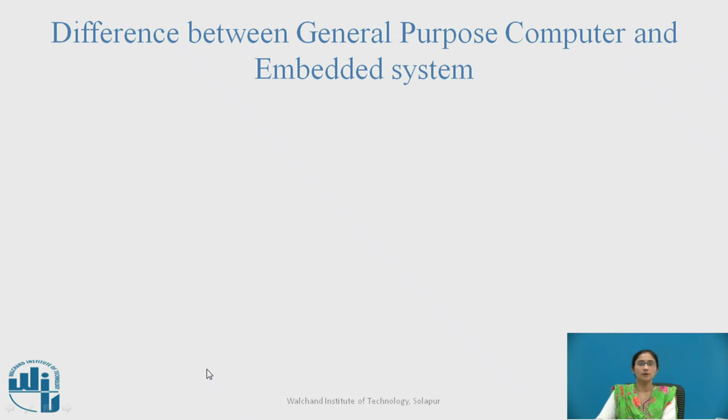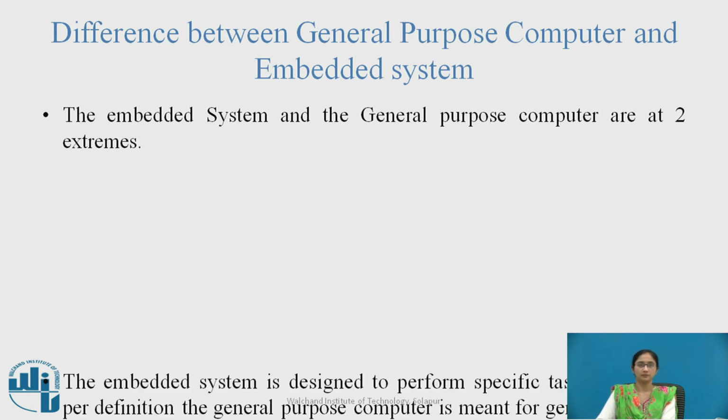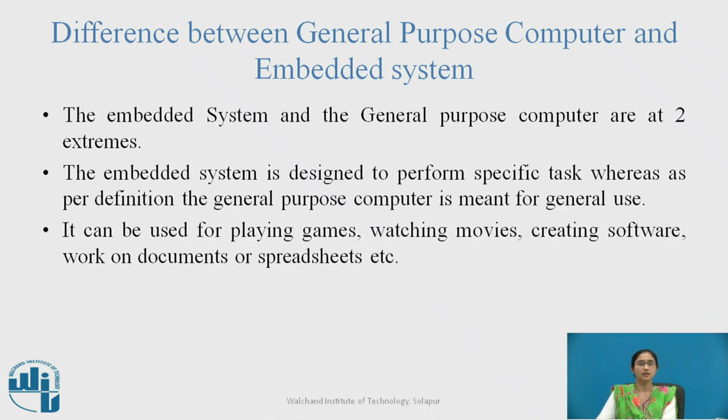Difference between general purpose computer and embedded system. The embedded system and the general purpose computer are at two extremes. The embedded system is designed to perform specific tasks, whereas per definition the general purpose computer is meant for general use. It can be used for playing games, watching movies, creating software, working on documents or spreadsheets, etc.